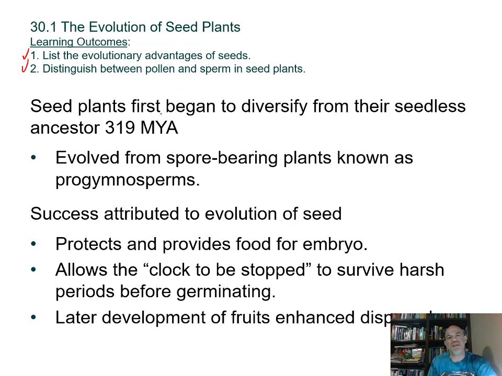Now, the seed plants first began to diversify from seedless ancestors about 319 million years ago. And they did evolve from spore-bearing plants known as progymnosperms. There's a living group of plants called gymnosperms. So these are like before the gymnosperms. You remember that sperm means seed. So they evolved from a common ancestor with this group here.